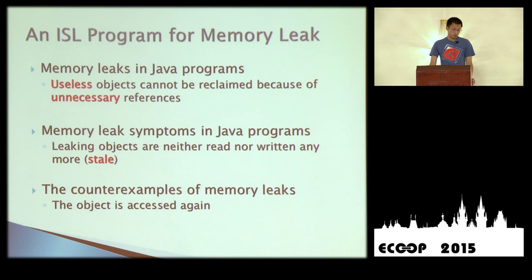So what are the typical symptoms of memory leaks? The leaking objects are very stale. That means they are not read nor written for a very long time. But if the object is used again, then that means it's not leaking anymore. This is a counterexample.